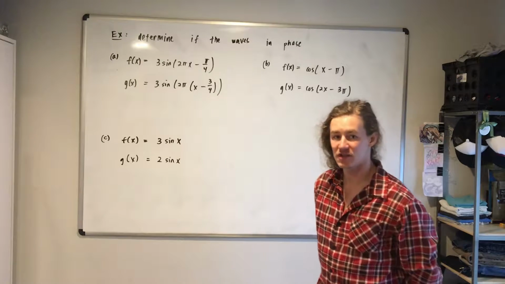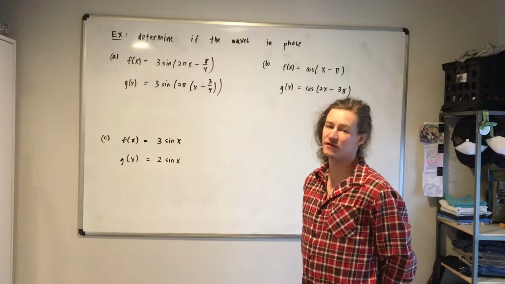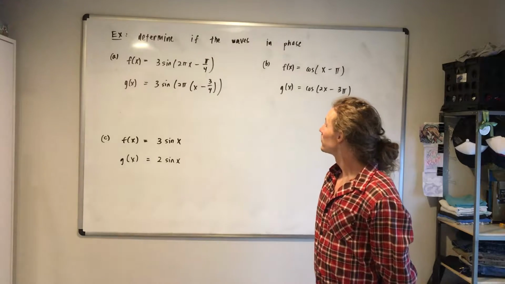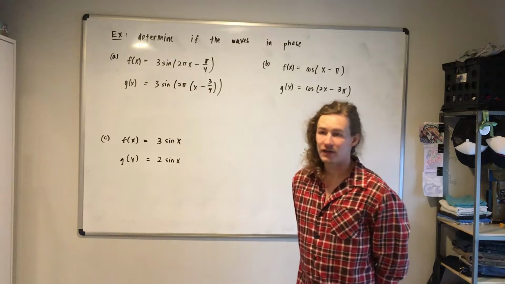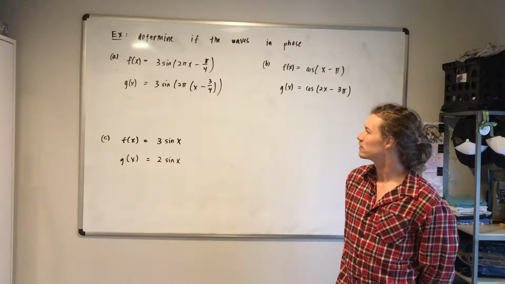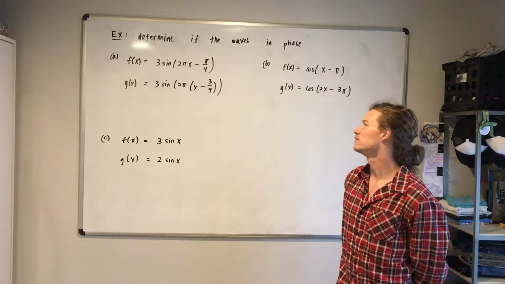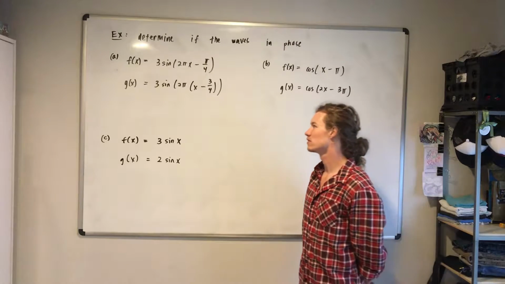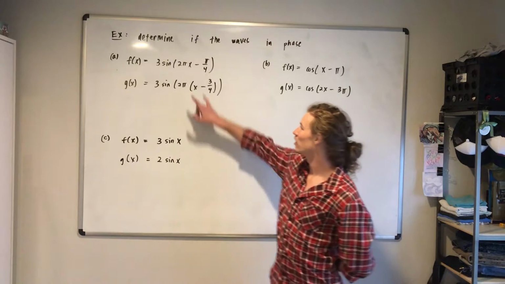Alright, we're going to, in this example, determine if two waves are in phase or out of phase. So let's go ahead and start with part A. So part A, we have f of x equals 3 sine of 2 pi x minus pi fourths, and g of x equals 3 times the sine of 2 pi times x minus 3 fourths. So we have different forms of our arguments here.